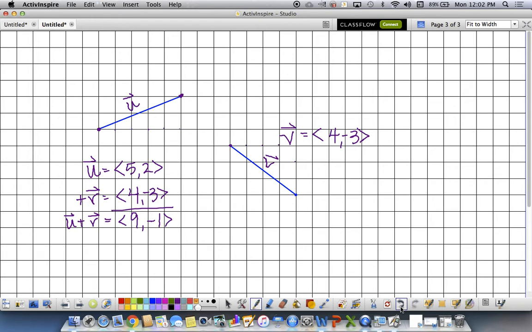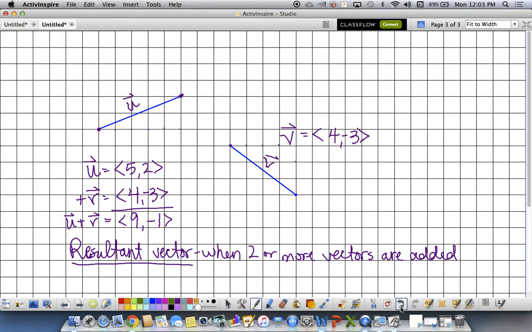When you add vectors together, we call that a resultant vector. When 2 or more, because you could add more, vectors are added together. Okay, that is a resultant vector.